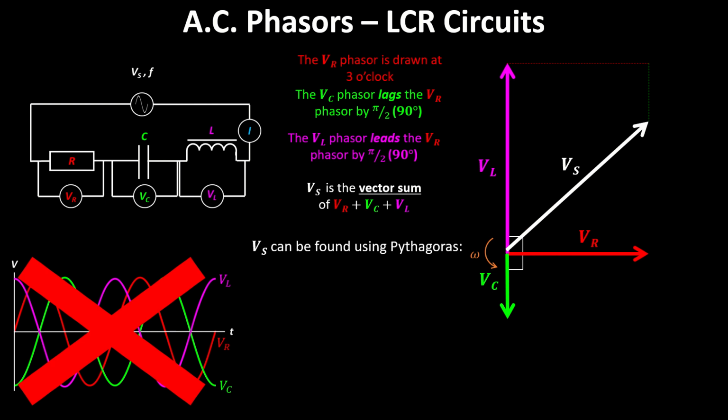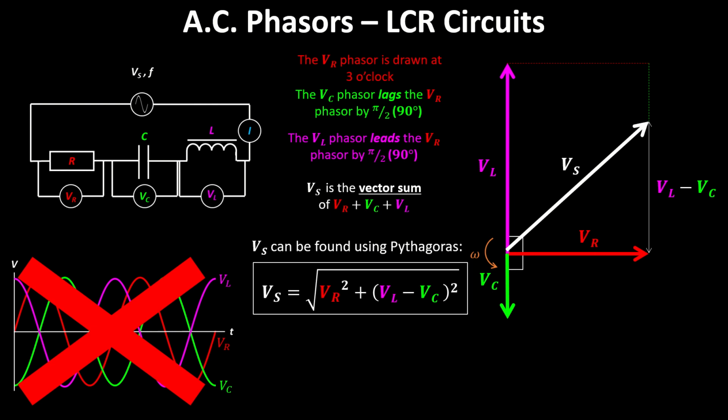We can find the value of Vs using Pythagoras, but we need to be careful about what values we use. That Vs vector goes across VR along the bottom, but up the side, the length of that side is actually VL minus VC. It is the difference between VL and VC that matters. So we could use Pythagoras with VL minus VC. In this case, I've drawn this diagram with VL being larger than VC, just to point out that that can be that way. But I could have drawn it just as easily around the other way, because that happens just as much.